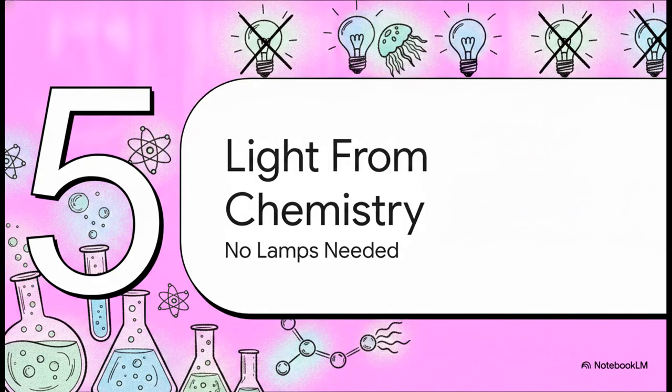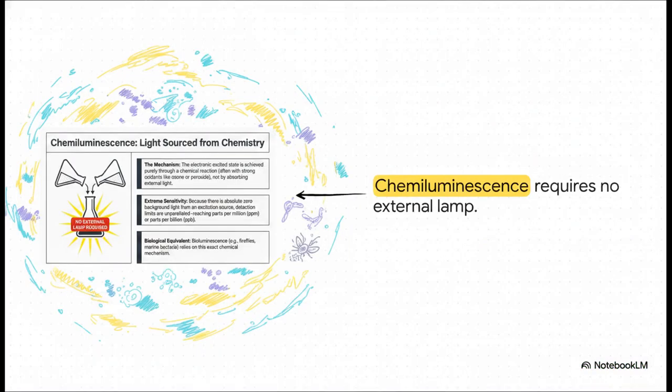Section 5. Light from chemistry, illumination without lamps. All right, let's shift gears completely. This is where chemiluminescence really shines. Here, we're not using external light at all. The excited state is achieved purely through a potent chemical reaction, often by mixing the sample with strong oxidants like ozone or peroxide. And here's why this is a massive deal for detection technologies.